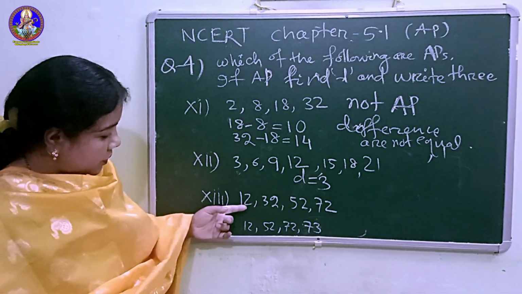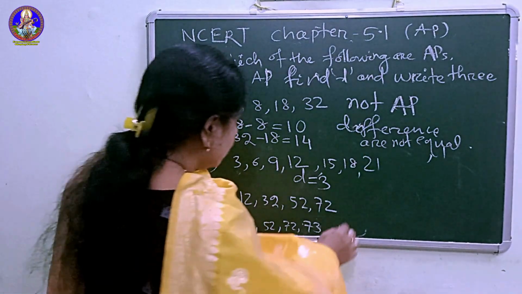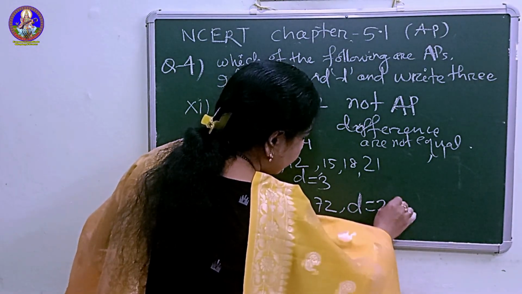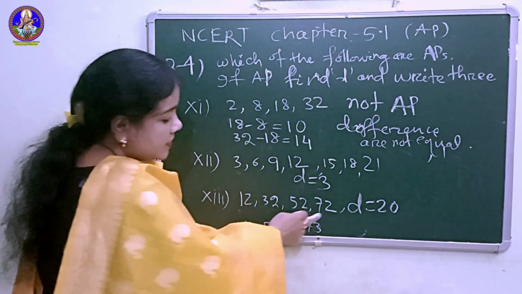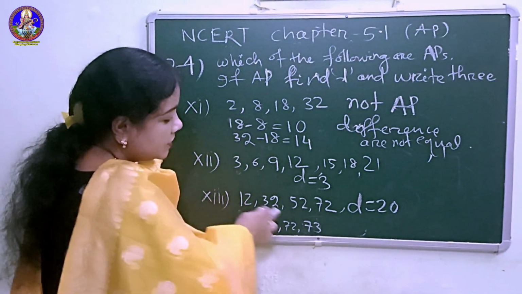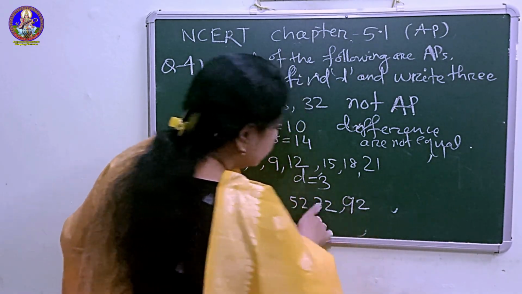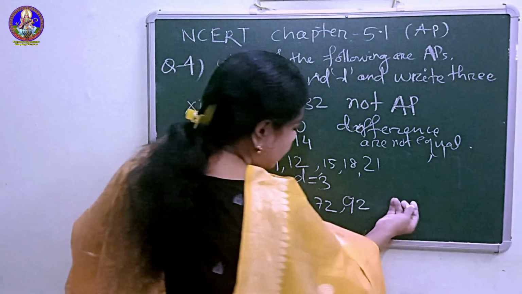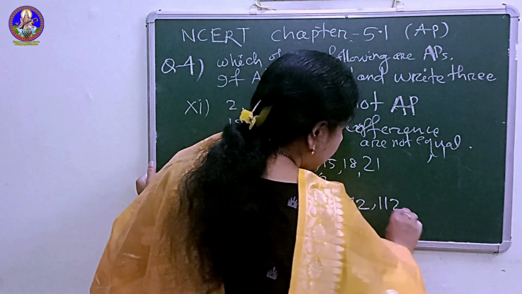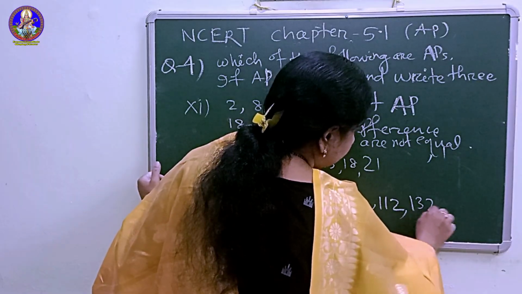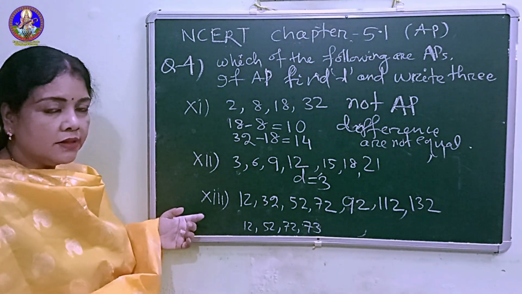Next, let us see 12, 32, 52 and 72. 12 is the first term. So what is the difference? The difference is 20 everywhere: 32 minus 12 is 20, 52 minus 32 is 20, 72 minus 52 is also 20. So D is 20, and the next term will be 92. 72 plus 20 is 92, 92 plus 20 is 112, 112 plus 20 is 132. The next three terms are 92, 112 and 132.